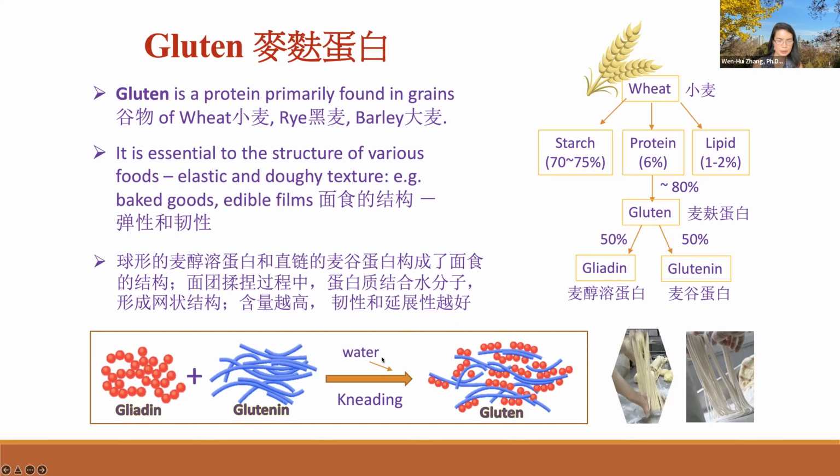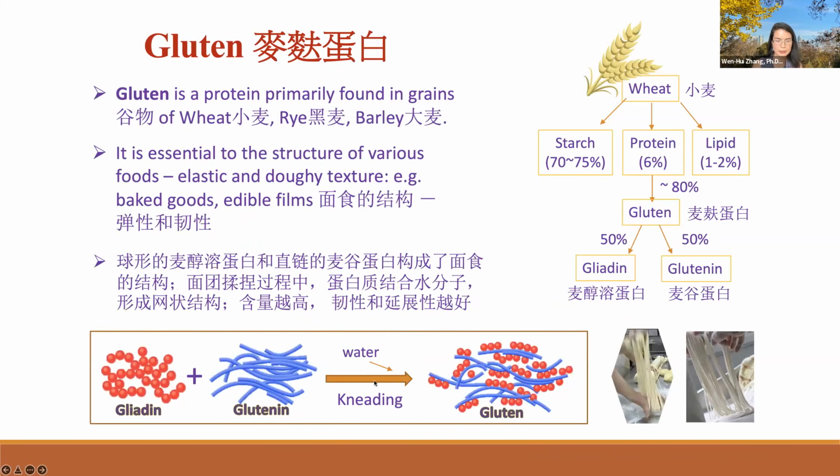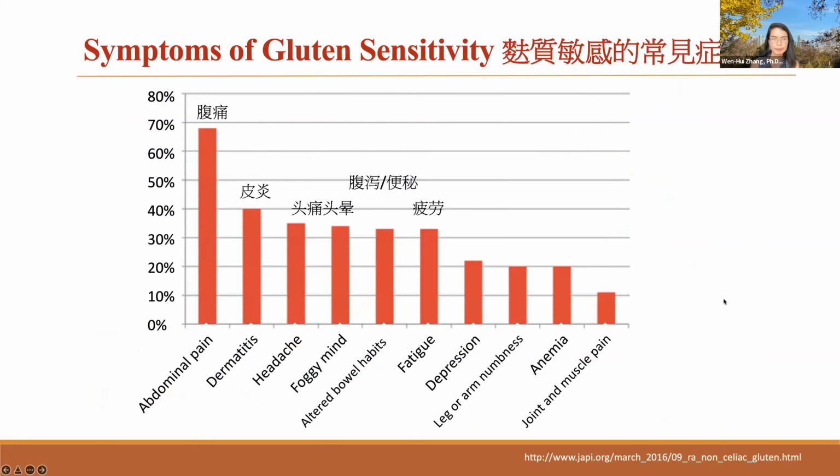So when we make flour foods, we need to do the kneading, that is to mix the two proteins with water. So then the food has this high elasticity. Wheat is mostly starch, but the protein is about 6%. 80% of that protein is gluten, and it's 50-50 gliadin and glutenin.